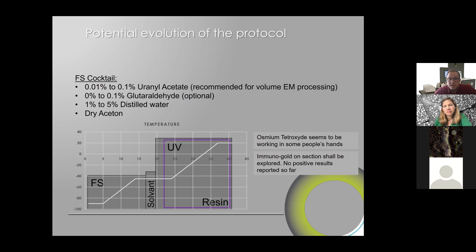Also, immunogold on sections has been tried once, not successfully, which was not the point of developing this resin, but why not try it? For the moment, nobody has come back to me saying, oh, I have a protocol that works. I only had one trial telling me why it didn't work. Again, that was not my main focus.